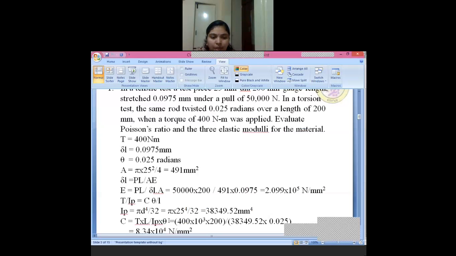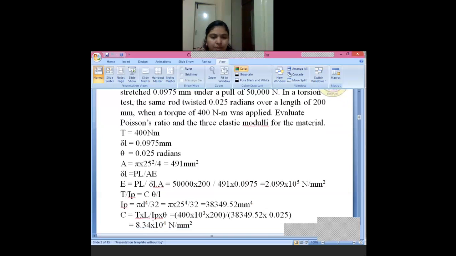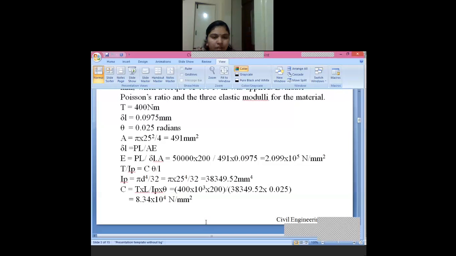C is given as T into L divided by J into theta. So T is 400 Newton meter, converted to mm, into 10 cubed, L is 200 mm, divided by the polar moment of inertia into theta, which is given as 0.025. The answer we got is C.